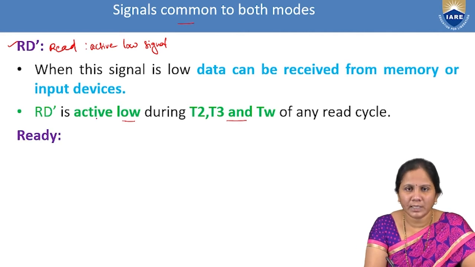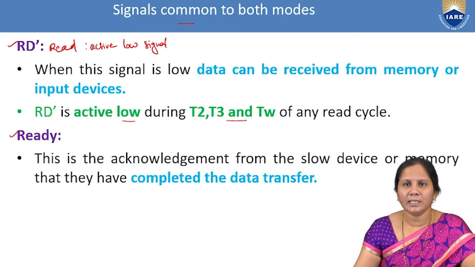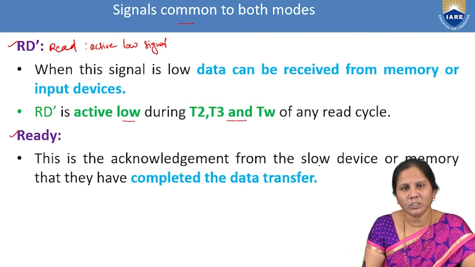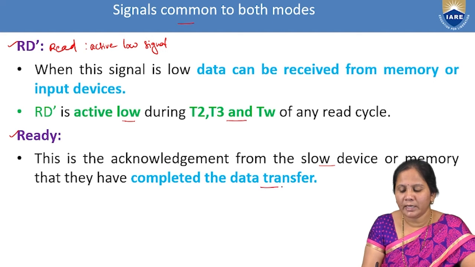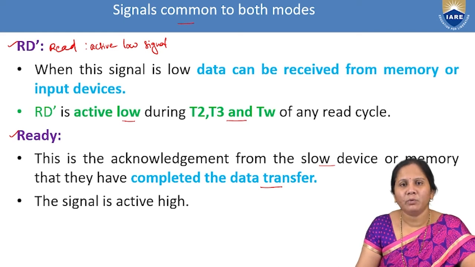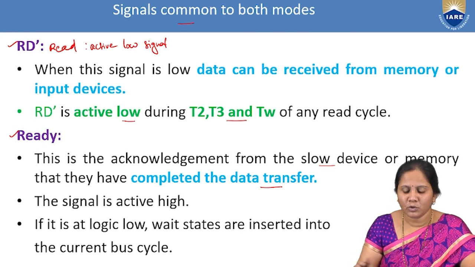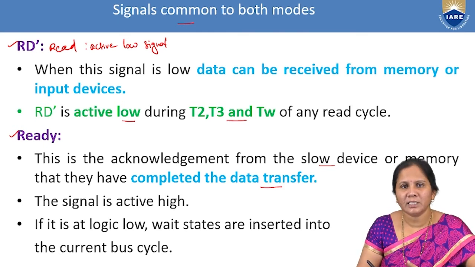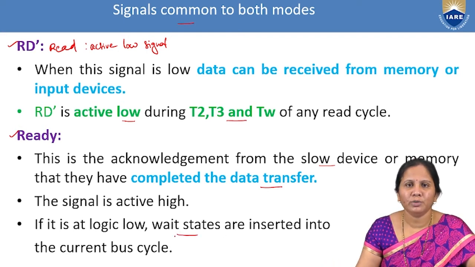The next common signal here is the ready signal. This ready signal is the acknowledgement that is coming from the slow devices. If the ready signal is activated, the data transfer will be performed. If the ready signal is not activated, we have to wait until the ready signal is activated. In order to wait, we have to insert wait states during the bus cycle.